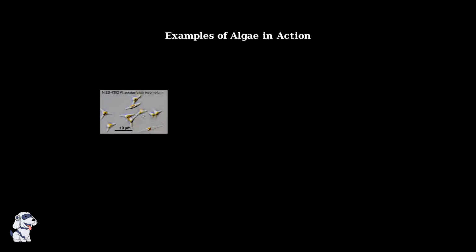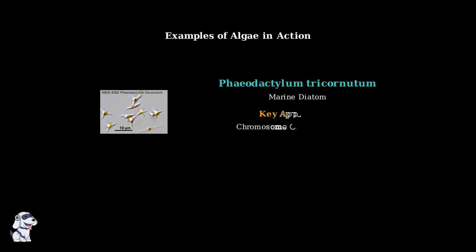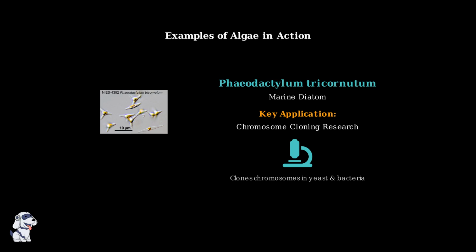Now let's explore some fascinating examples of how specific algae species are being used in cutting-edge research and industry applications. Our first example is Phaeodactylum tricornutum, a marine diatom with a distinctive three-pointed star shape. This remarkable organism is being used by scientists to clone complete chromosomes of microalgae. Scientists use this diatom to clone complete chromosomes inside yeast and bacteria, opening new possibilities for genetic research and biotechnology applications.